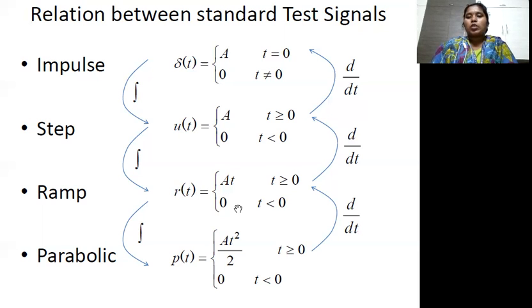Here in the place of x you have t, and in the place of n you have the number 1. So what is the formula? A into t power n plus 1 by n plus 1, right? Substituting n as 1, that means A into t power 1 plus 1 divided by 1 plus 1, that means A t square divided by 2, right? So this is how we obtain the parabolic signal by integrating the ramp signal, and in the same way for the others also.